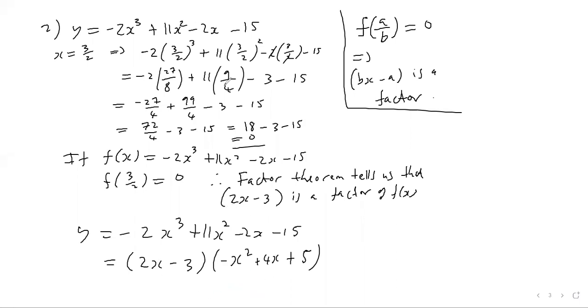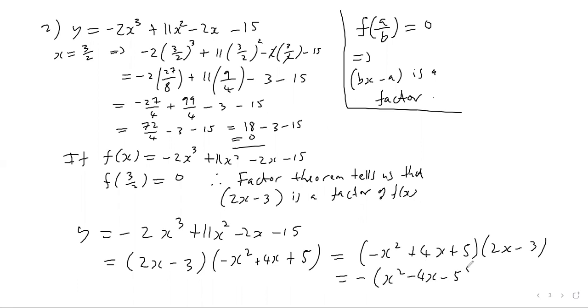Now, can we factorize this even further? The problem is we've got a minus sign in front of the x there, which is kind of annoying. So let's factor out a negative sign from this factor there. I'm actually going to rewrite it in a different order, times 2x minus 3. Now factor out a negative sign from that factor, so we get a negative x squared, now minus 4x, now minus 5, times 2x minus 3.